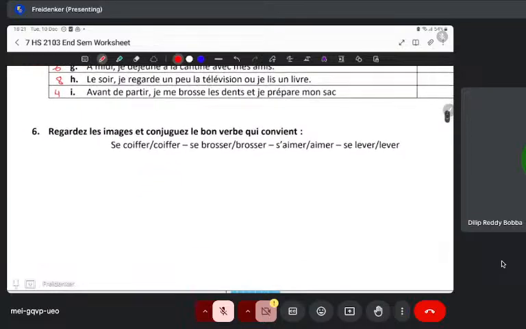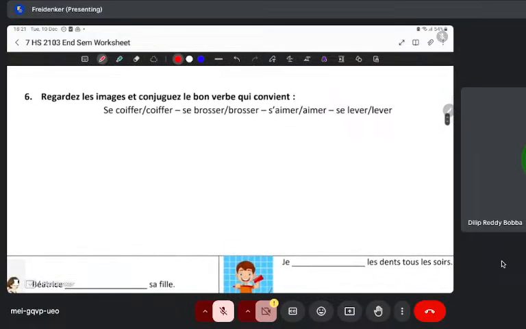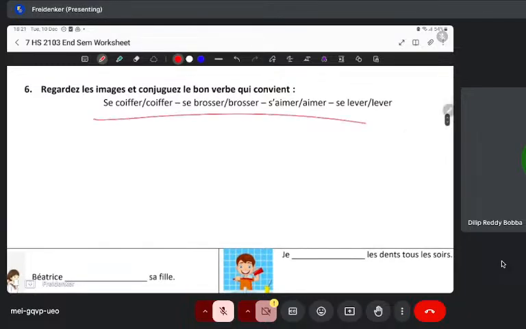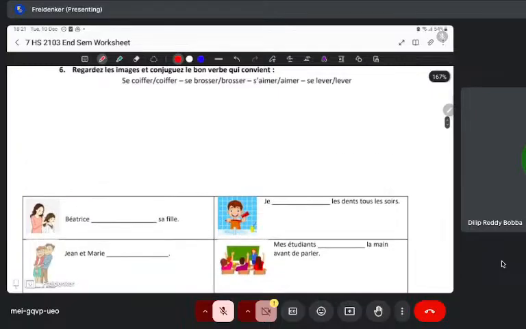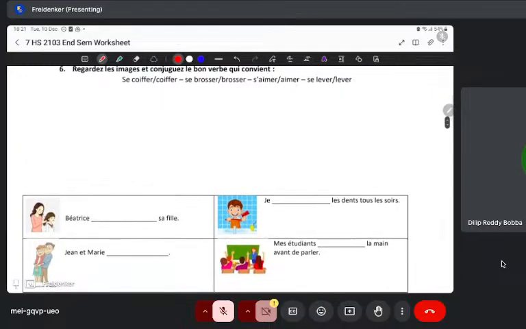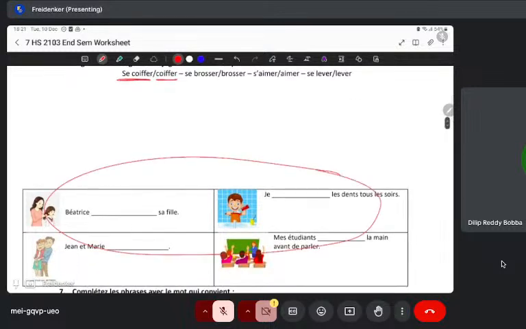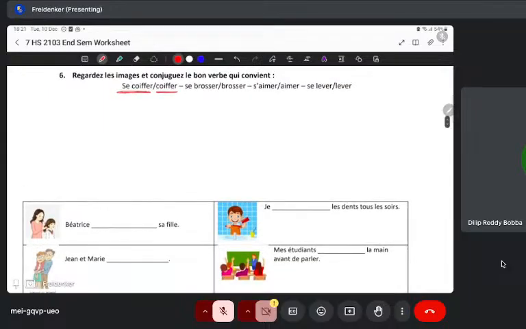That is also done. Regardez les images. Look at the images. Et conjuguez le bon verbe qui convient. So they gave you some verbs here. There are some images as well. So you have to use these verbs. So what is coiffer? Coiffer is okay. They gave you the SE version and the non-SE version as well. But you only have four blanks. So now you're supposed to decide which one to use. Coiffer is to comb, and se coiffer is to comb yourself.